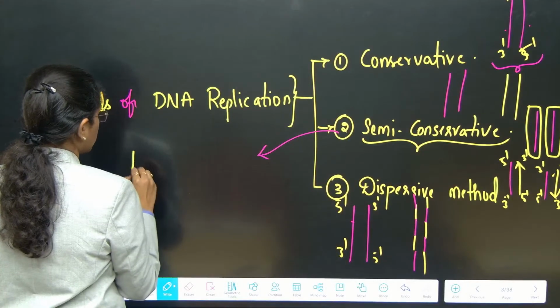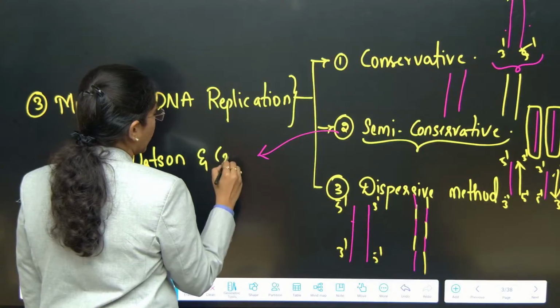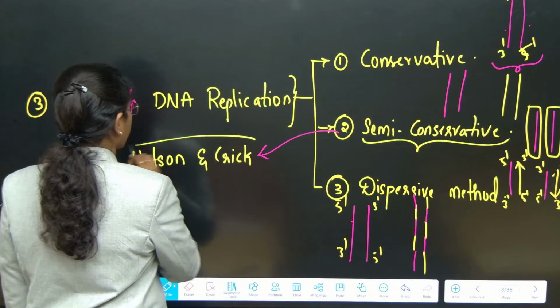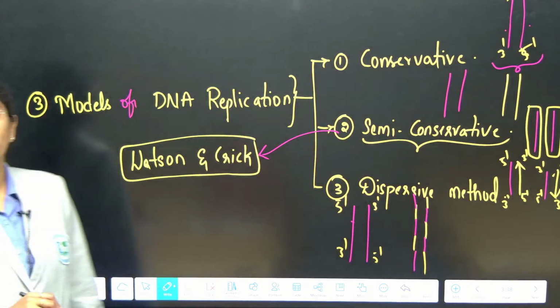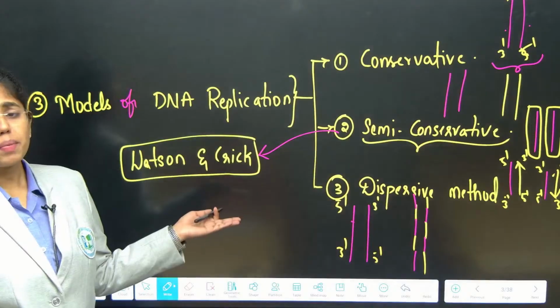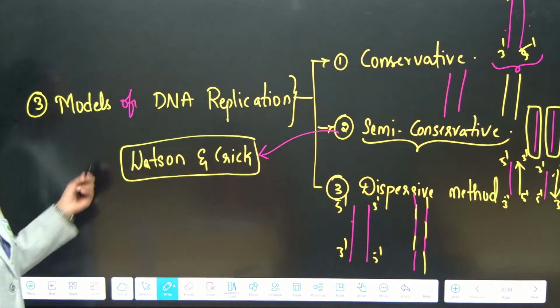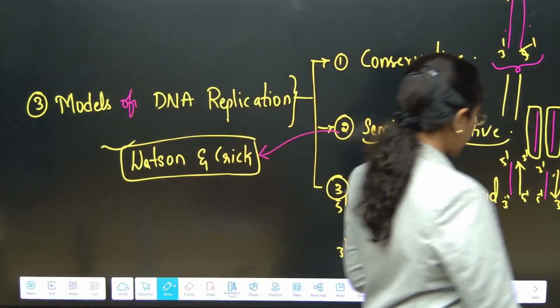Semi-conservative method of DNA replication is proposed by Watson and Crick. This is widely accepted. Who proposed the double helical model of DNA? It is the same scientists again, Watson and Crick. Semi-conservative method of DNA replication is again proposed by Watson and Crick. Clear till here? Any doubt anywhere?